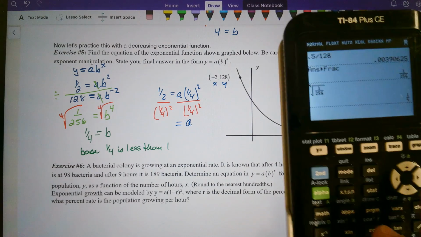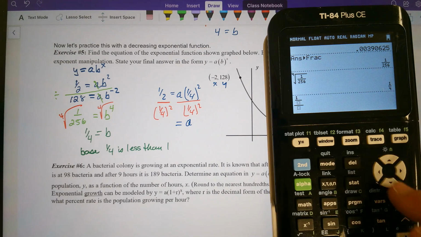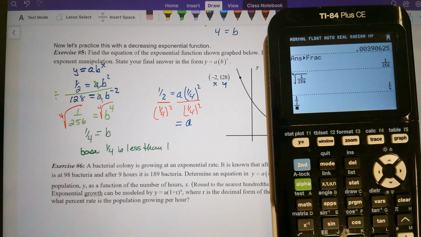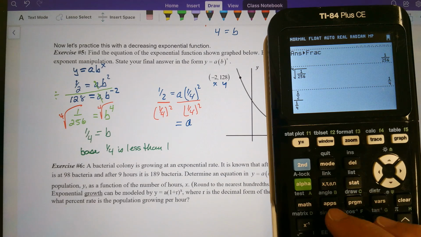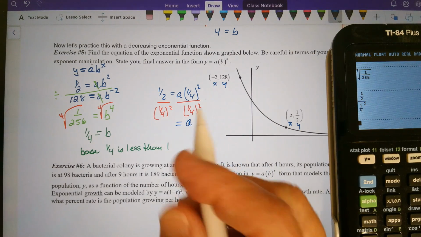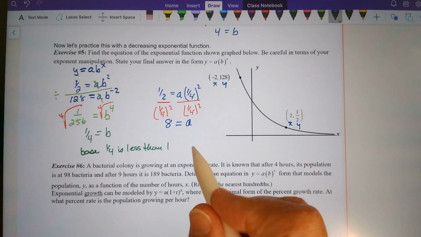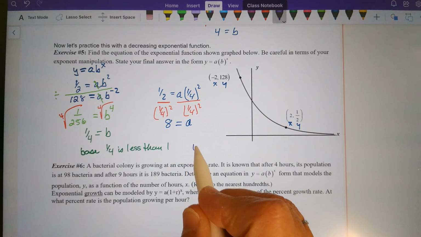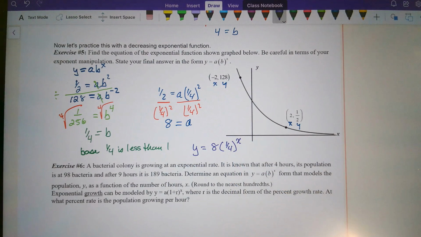So A equals, calculator, alpha y equals, again, 1/2, and then we have 1/4 squared. So 1/2 divided by 1/4 squared is 8. Now we have our A and our B value. Our equation: y equals 8 times 1/4 to the x.